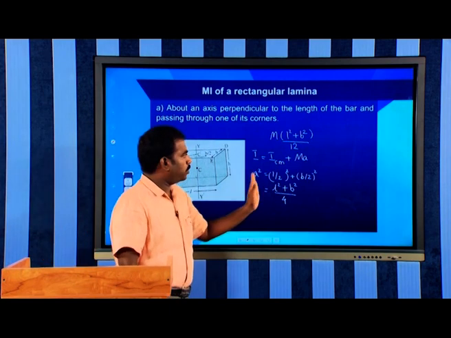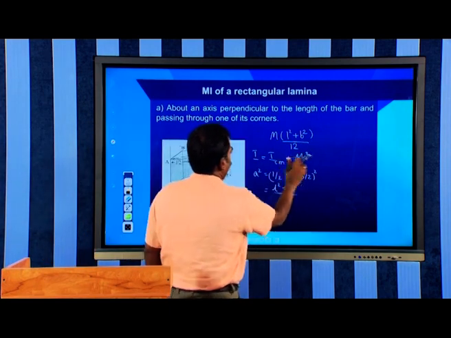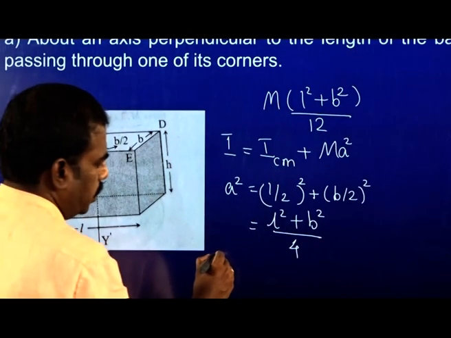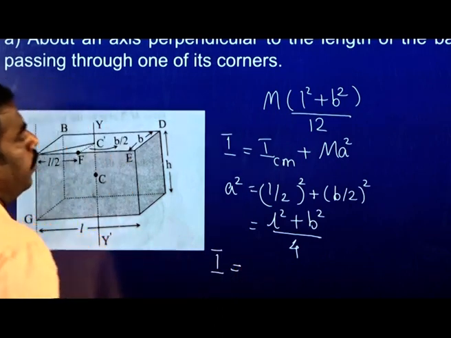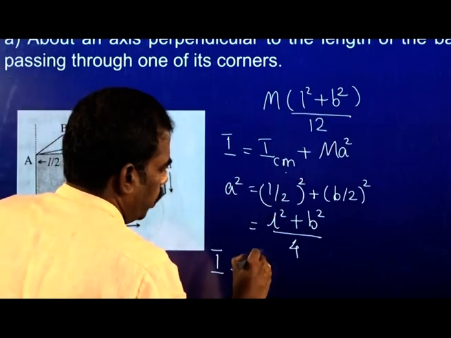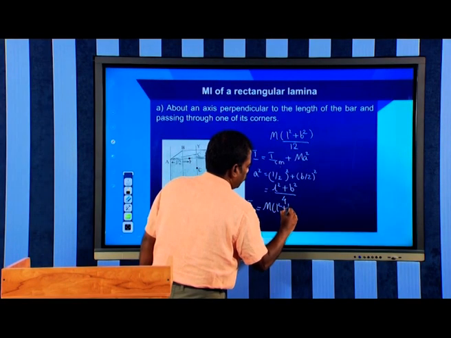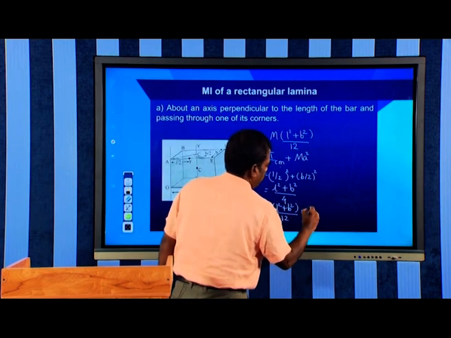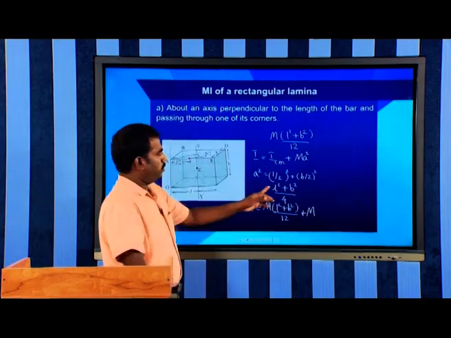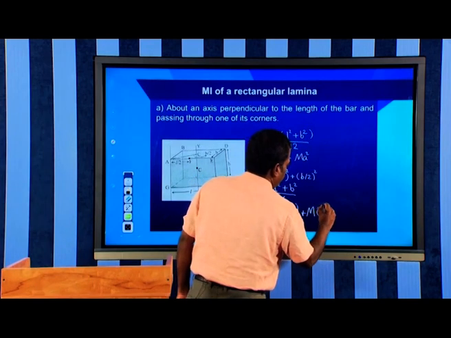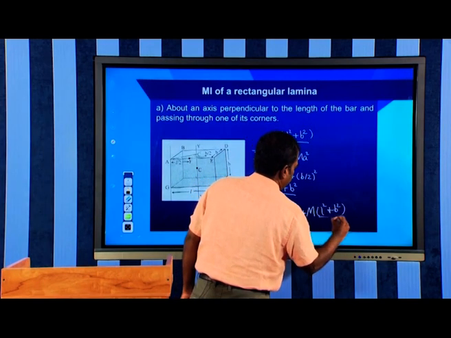Now substitute the same A square in the first equation, I equals ICM plus M A square. This is the required moment of inertia of this rectangular bar about an axis which passes through one of its corners. I equals ICM, where ICM equals M into (L square plus B square) by 12, plus M into A square. A square is (L square plus B square) by 4, so M into (L square plus B square) by 4.